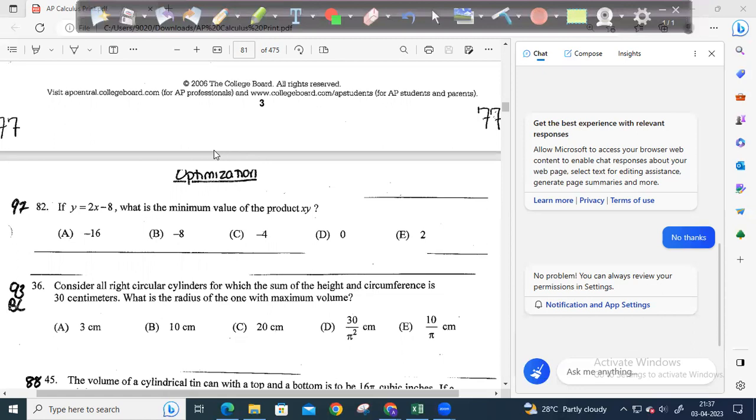So optimization questions. For optimization questions, first you will find f of x. If they give different variables, try to find it in one variable. Then you find f dash x. You'll get the critical points. Find f double dash x at the points. If f double dash x is greater than 0, relative minimum. If f double dash x is less than 0, relative maximum or maxima.